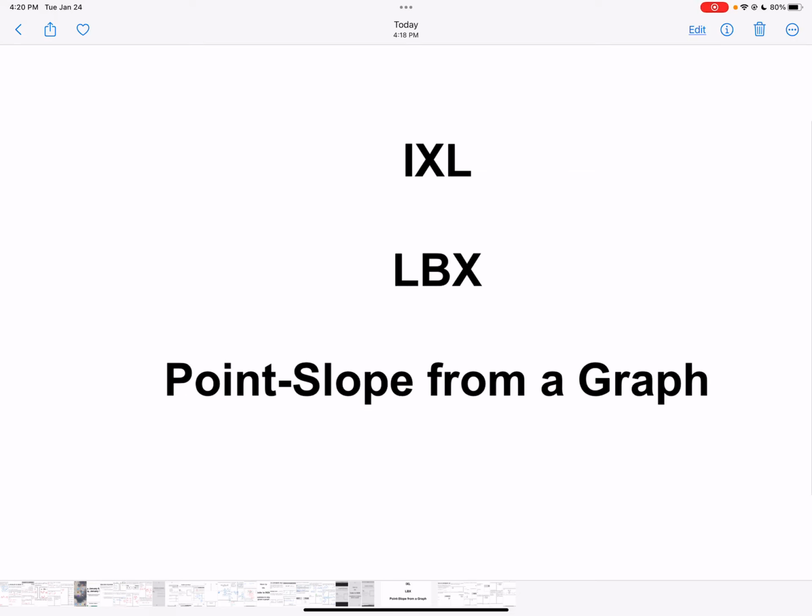Okay, today's lesson is on dividing, the quotient rule, negative rule, and zero rule of exponents. But remember, we're also practicing with IXL to review. So today's practice, if you can, spend 15 minutes or so on IXL. And the code that you're going to type in is LBX. And the focus of this is writing equations in point slope form from a graph.